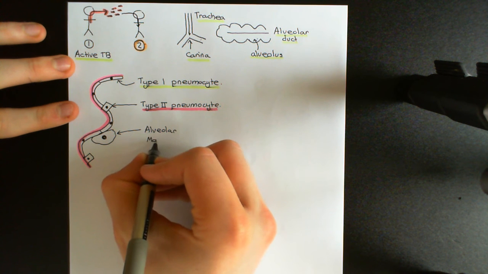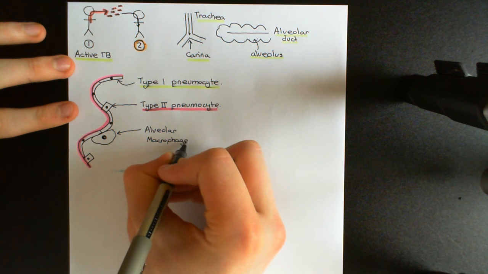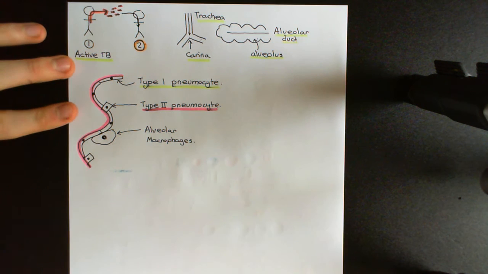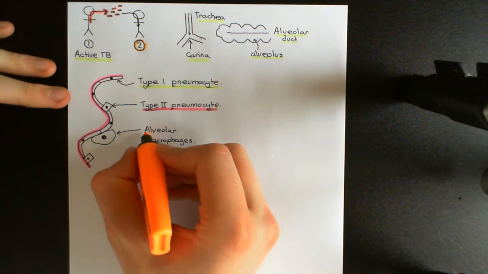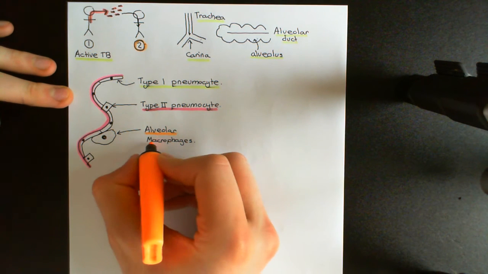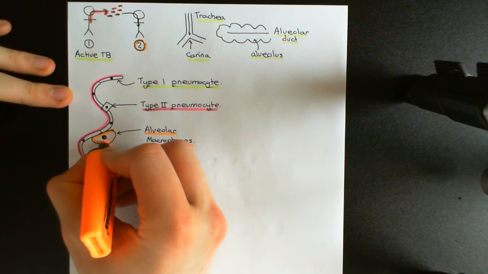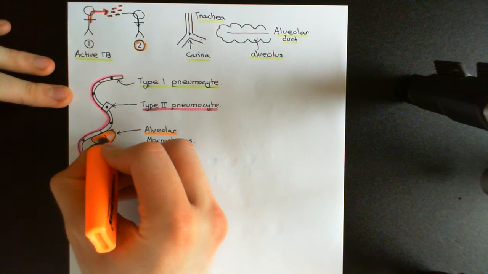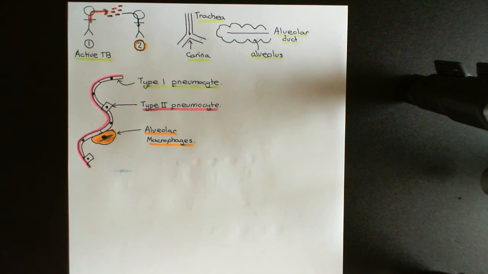Well, they move from alveolus to alveolus, and they look for any sort of particulate matter that should not be present within those alveoli, and if they find it, they will phagocytose it. So this is an alveolar macrophage, and I'll just colour it in orange, like so. Ooh, that's smudged horribly, but never mind.